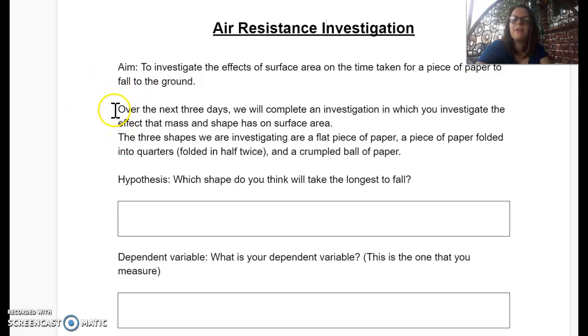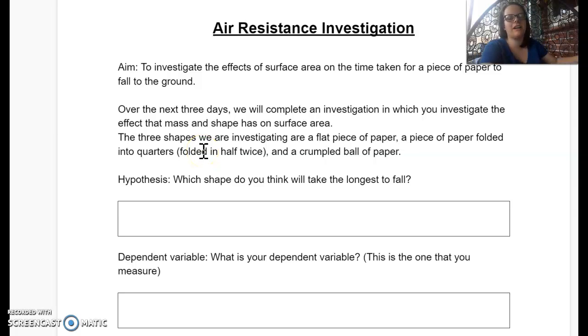And so, next part is just an overview of what we'll be doing. Over the next 3 days, we will complete an investigation in which you investigate the effect that mass and shape has on surface area. The three shapes we will be investigating are a flat piece of paper, a piece of paper folded into quarters, so folded into half twice, and a crumpled ball of paper.